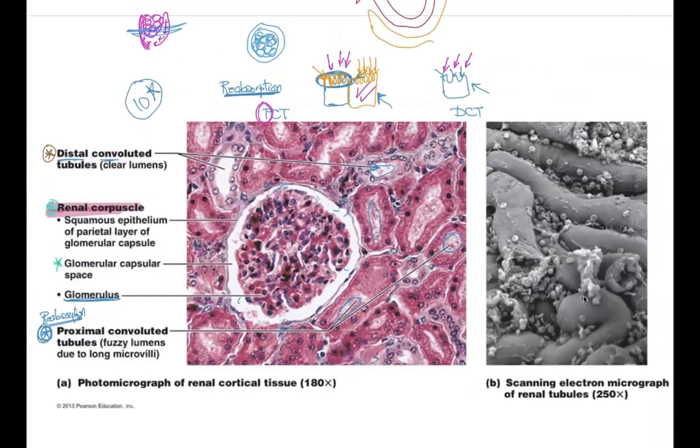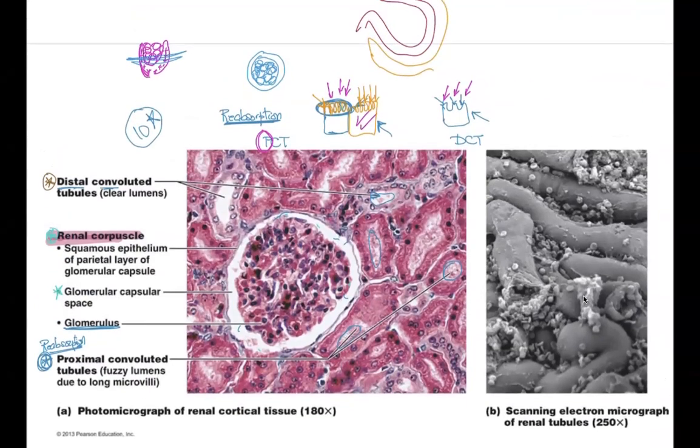And the last one on here is the histological picture of the different components of the nephron. We need to be able to identify the glomerulus, Bowman's capsule, or the glomerular capsule, distal convoluted tubules, which will have clear lumens, the proximal convoluted tubules, which will have fuzzy lumens.